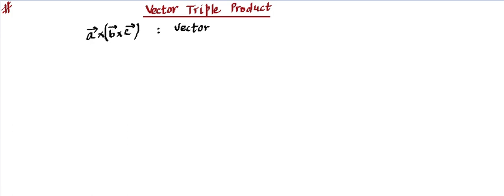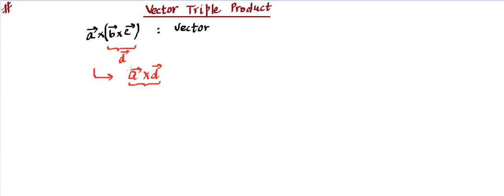Since it's a vector quantity, we need to know its magnitude as well as direction. Let's talk about the direction first. Now we know B cross C is going to be a vector perpendicular to both B and C. Let's call it a D vector for the time being. So this D vector is going to be perpendicular to B as well as perpendicular to C. If we call it a D vector, this can be rewritten as A vector cross D vector. We know this in turn is going to be a vector perpendicular to both A vector and D vector. That means the final vector is going to be perpendicular to D vector. And D vector was perpendicular to the plane of B and C.